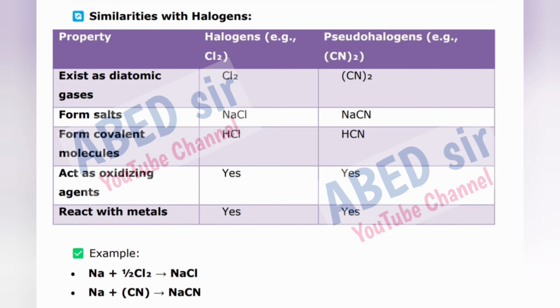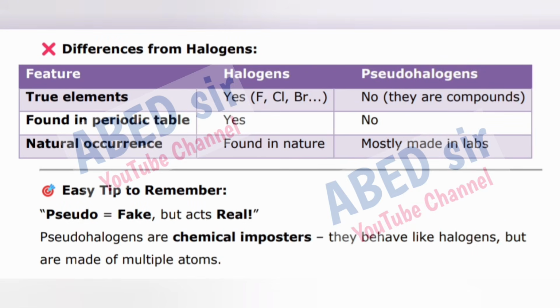Similarities with halogens. Property, halogens, example Cl2; pseudohalogens, example (CN)2. Exist as diatomic gases: Cl2, (CN)2. Form salts: NaCl, NaCN. Form covalent molecules: HCl, HCN. Act as oxidizing agents: yes, yes. React with metals: yes, yes. Example: Na plus half Cl2 gives NaCl. Na plus CN gives NaCN.